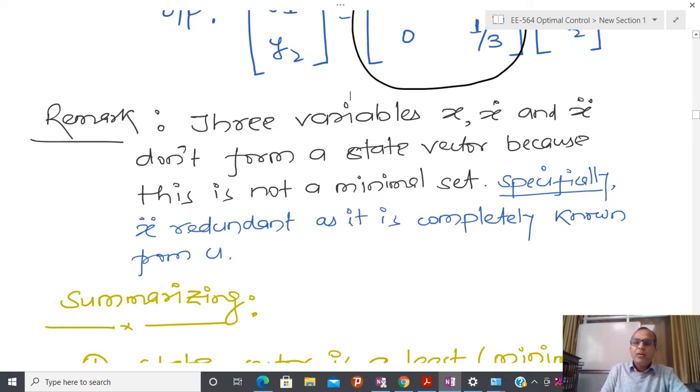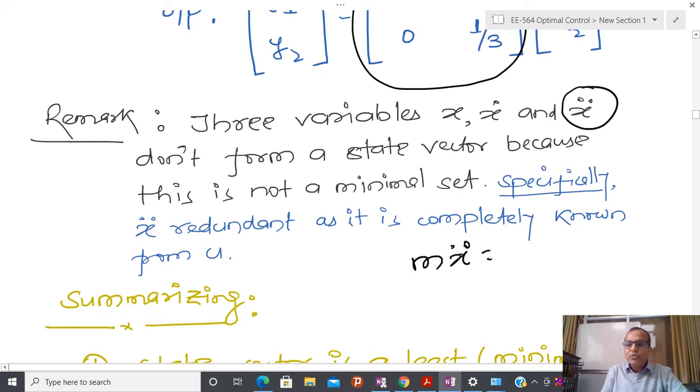Suppose one argues, why can I not select acceleration as the state variable? You can see that if you know the control input u(t), from m x double dot, d2x/dt2 equal to u(t), then if you know u(t), there is no need of any history.